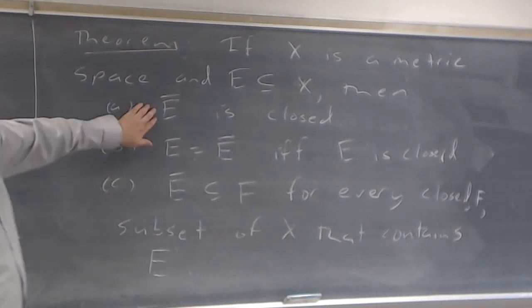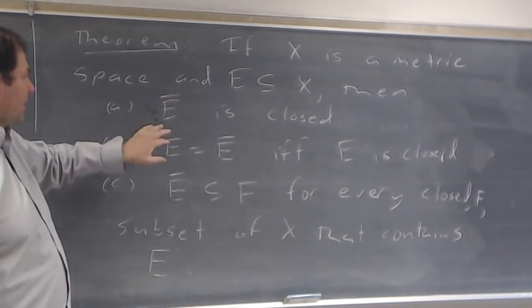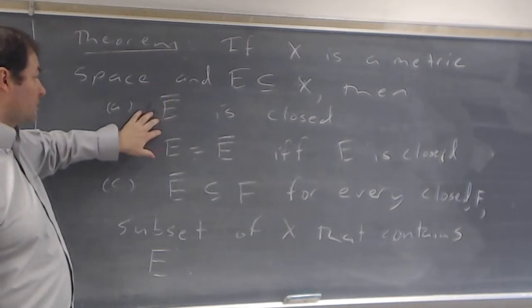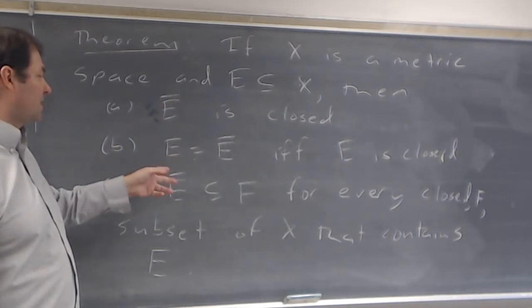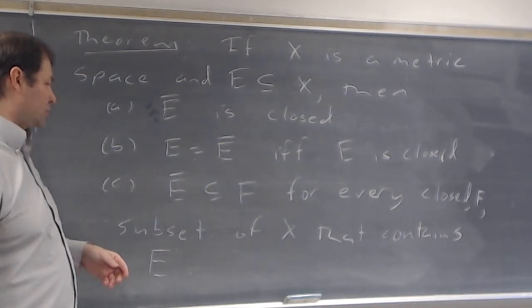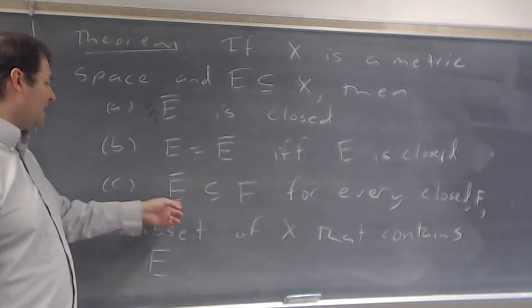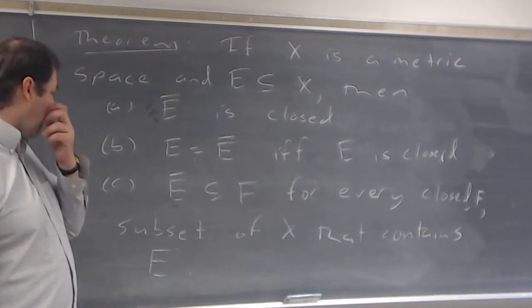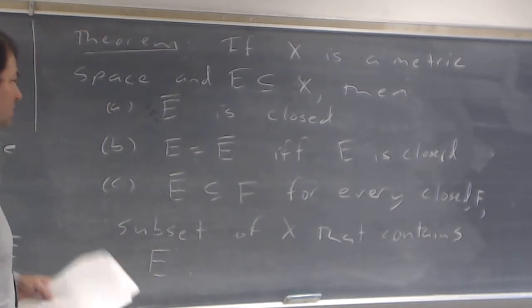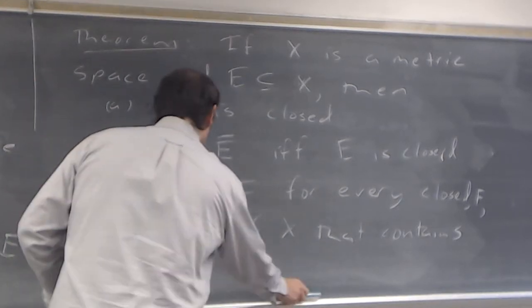Okay, so what we're saying is E closure is a closed set. And as a matter of fact, E itself is closed if and only if it's equal to its closure. And E closure is really the smallest closed set that contains E. That's what these three things are saying. We'll prove them.